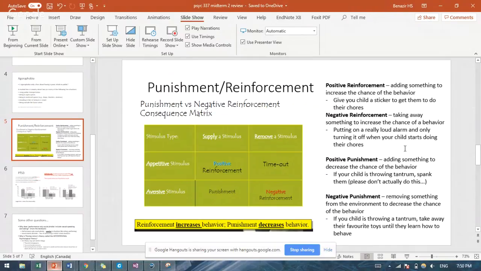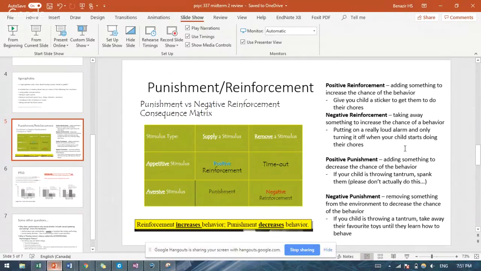Positive punishment is going to be adding something into the environment in the hopes of reducing a behavior. So your child is throwing a tantrum, you really want them to stop. So to get them to stop, you're going to hit them. Please don't actually do this, obviously, but this is just a really good example of positive punishment.